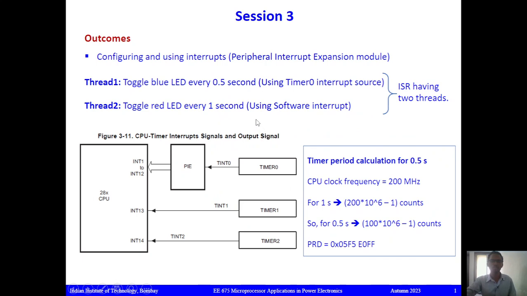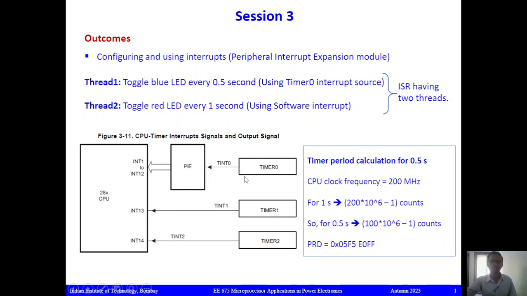In the previous session, we have seen the GPIO configuration. In this session, we will see configuring and using interrupts which are passing through Peripheral Interrupt Expansion module. In this case, we will consider timer 0 interrupt as a source.